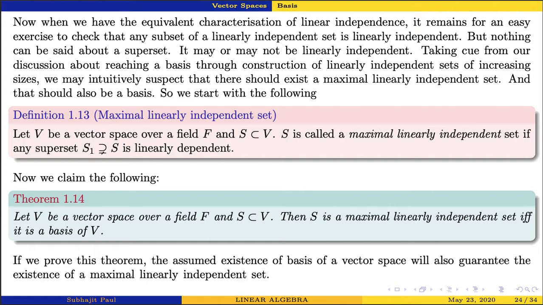Here also we need the guarantee of a maximal linearly independent set, but we can bypass this. If this theorem tells us that a maximal linearly independent set is always a basis, then the assumed existence of a basis will also guarantee the existence of a maximal linearly independent set. Agreed? This is the arrangement we need to make. With this in mind, we move forward to prove the theorem.